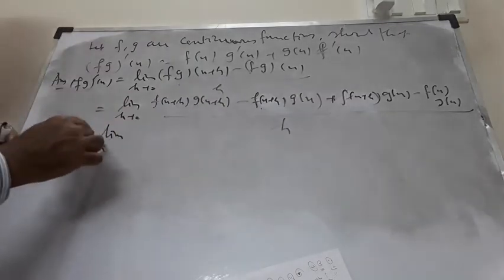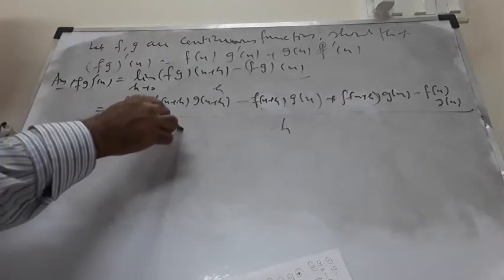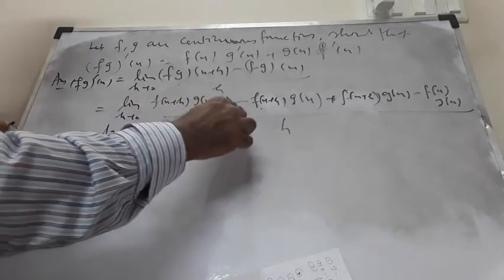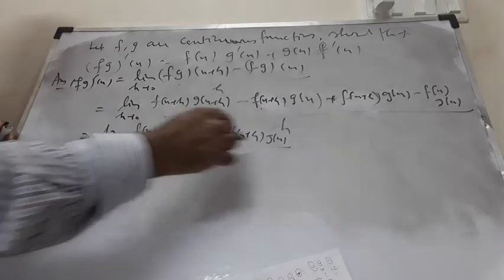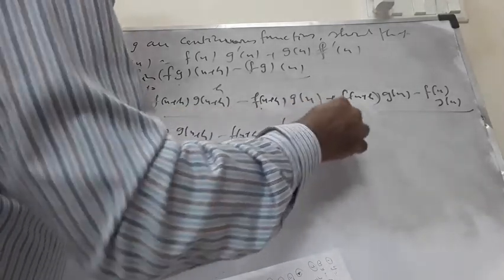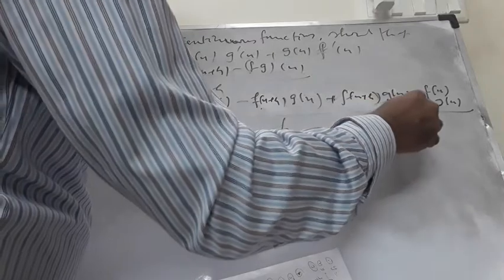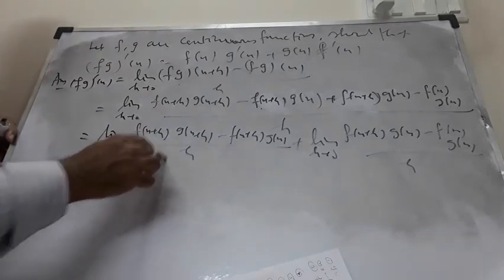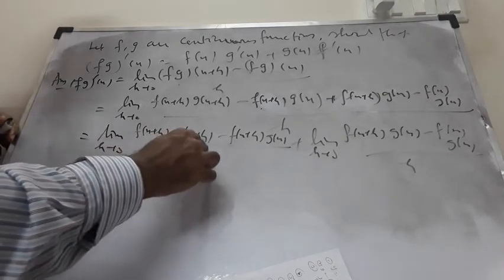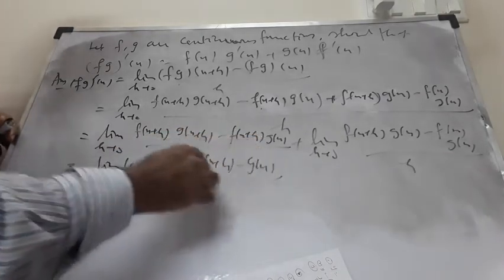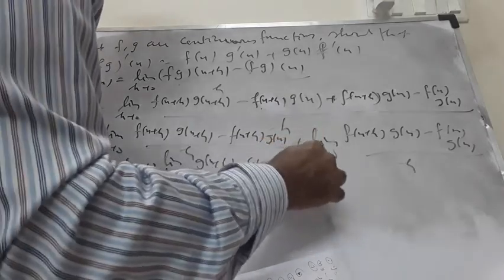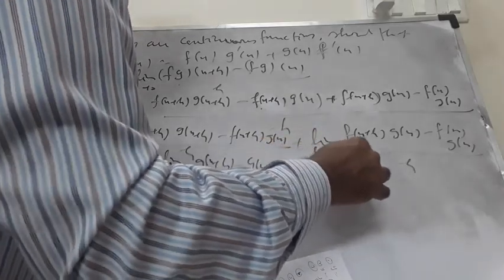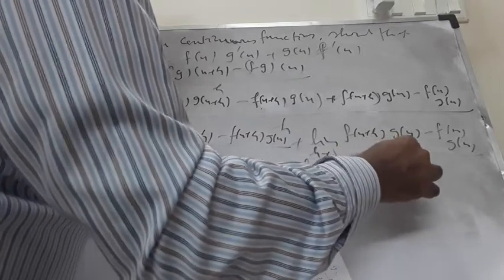Now what I will do is write f(x + h) into g(x + h) minus f(x + h) into g(x) whole by h, plus limit h to 0 of f(x + h) g(x) minus f(x) into g(x) whole by h, which is equal to limit h to 0 of f(x + h) into limit h to 0 of (g(x + h) minus g(x)) whole by h, plus limit h to 0 of g(x) separately, into limit h to 0 of (f(x + h) minus f(x)) whole by h.